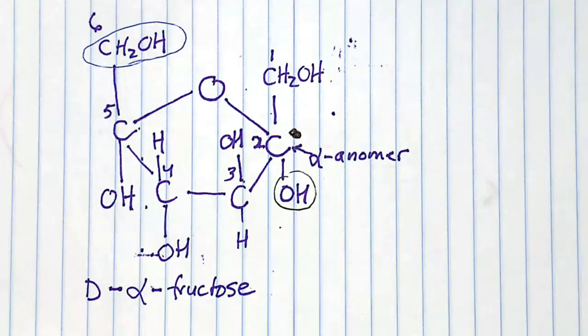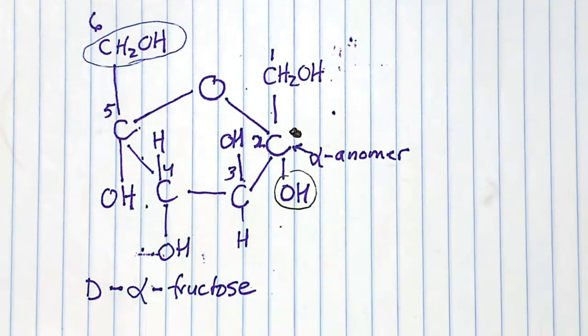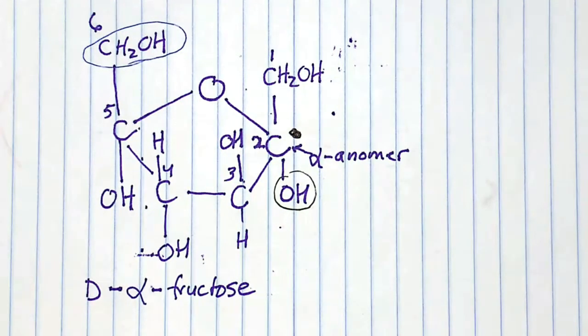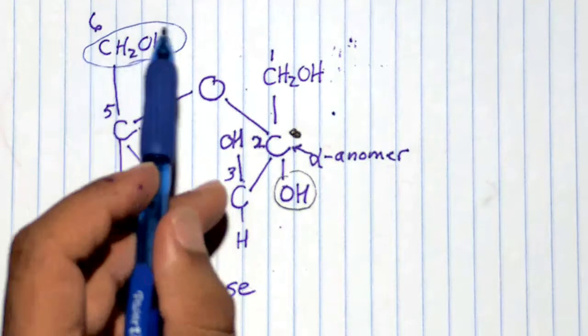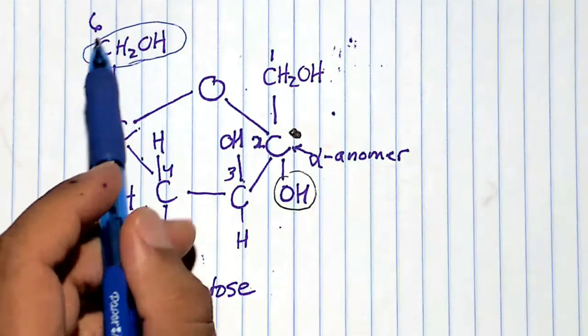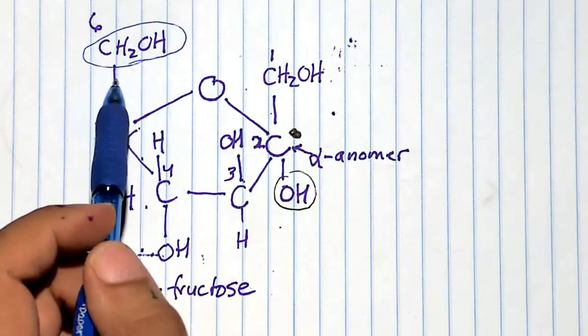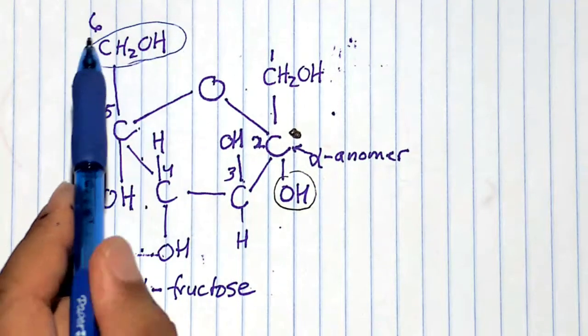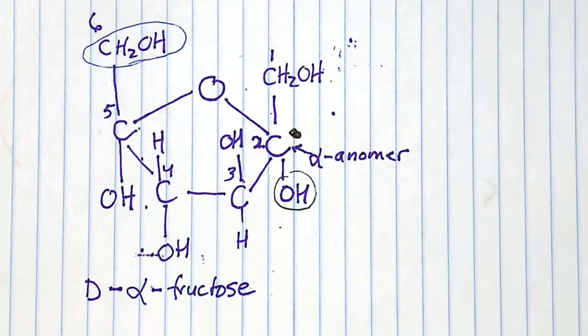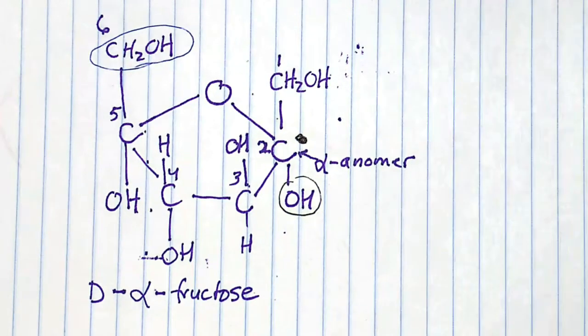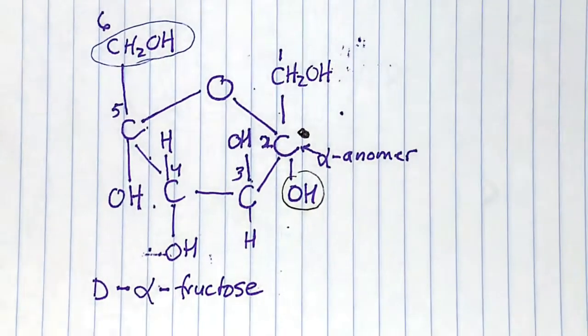Okay, so what determines D or L in the Fischer projection is different than what determines D or L in the Haworth projection. In the Haworth projection for the ketose fructose as well as the aldose glucose, we're looking at the CH2OH. Likewise, if I were to put the L-alpha fructose form, it's going to look like this.